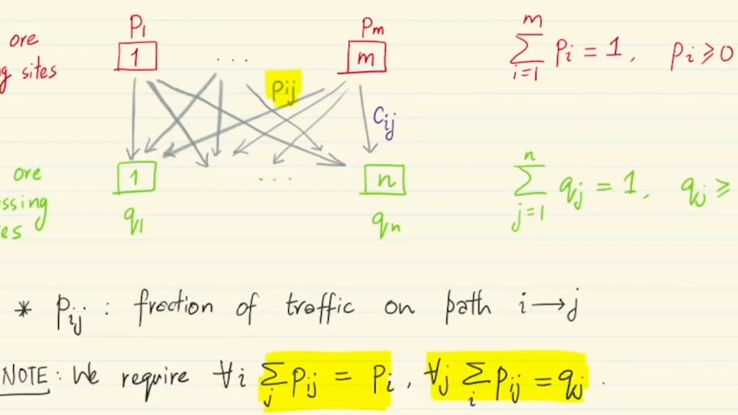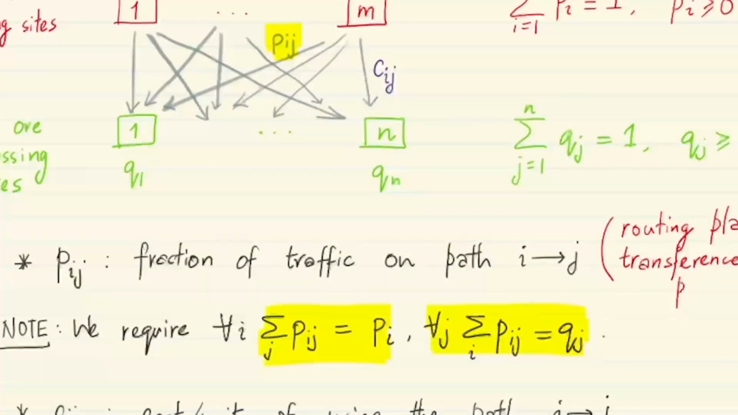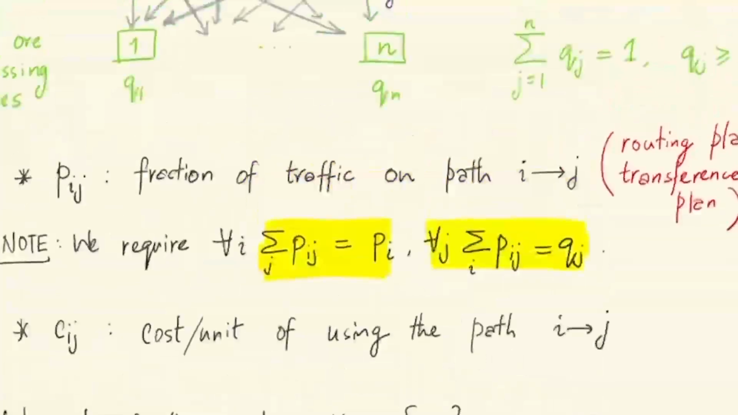Okay, all that is left is for someone to design the exact numbers Pij for every i and j. The Pij is often called a routing plan or a transference plan. Okay, and how can we design different transference plans?